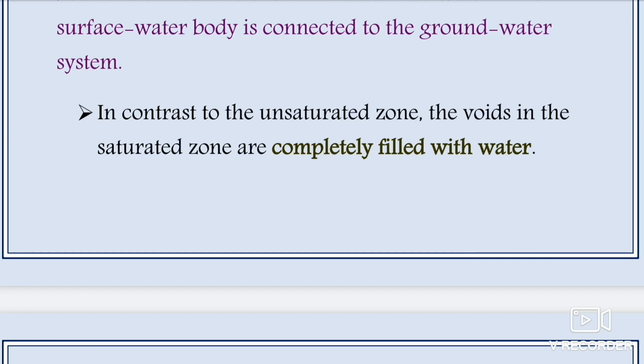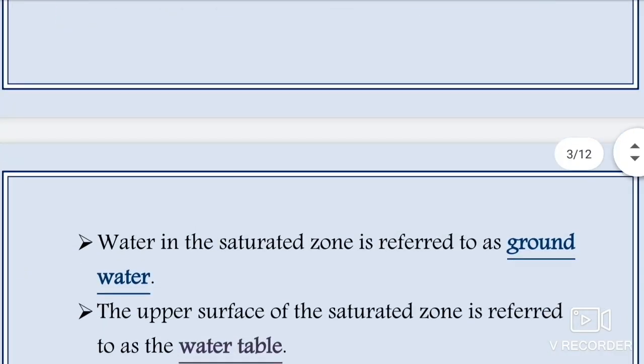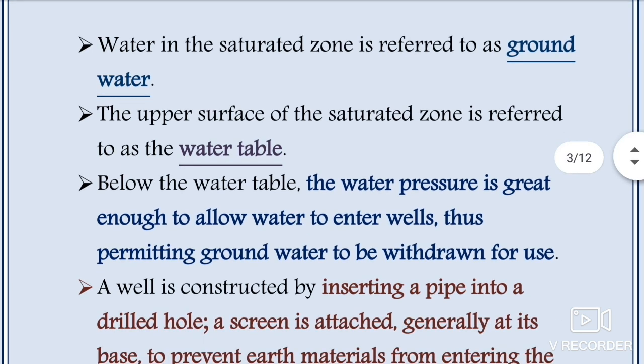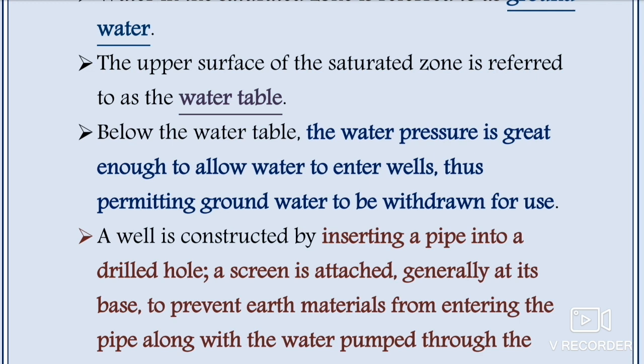We have already discussed that water in the saturated zone is referred to as groundwater in the real sense because there is no space for air. The upper surface of saturated water is referred to as the water table, the upper limit of the zone of saturation. It can be defined as a gently curved surface, not a straight line.